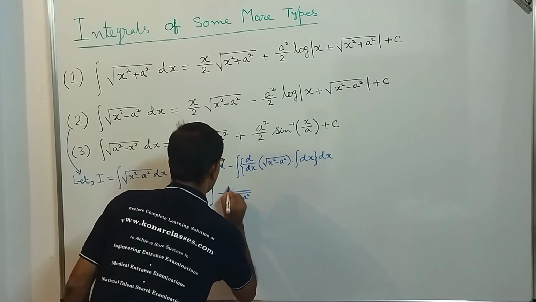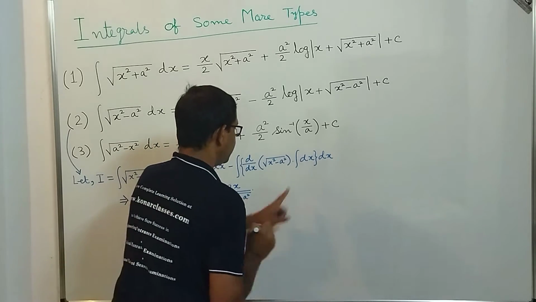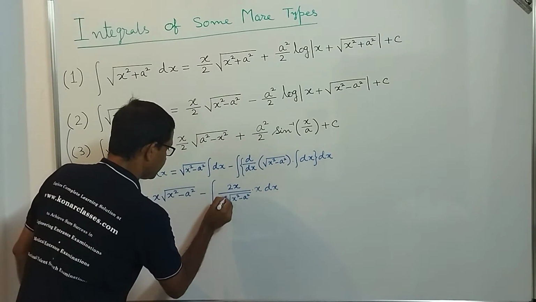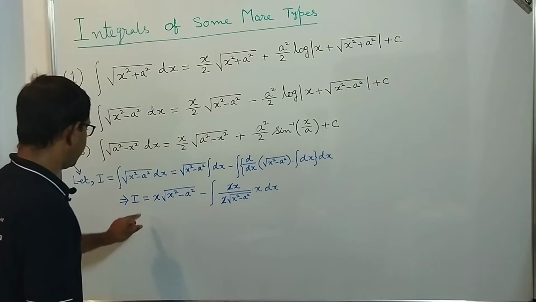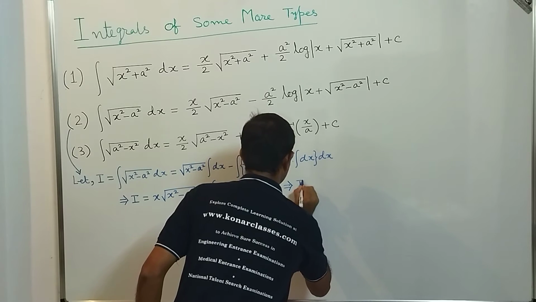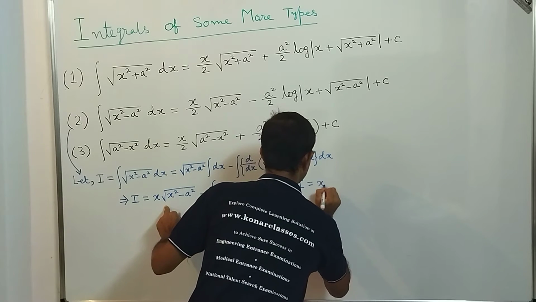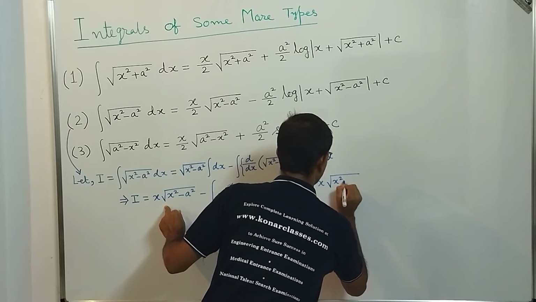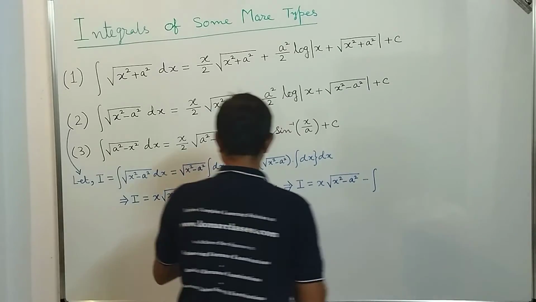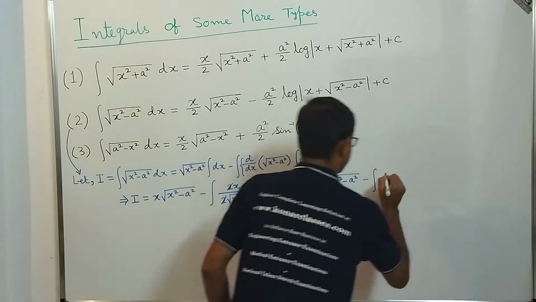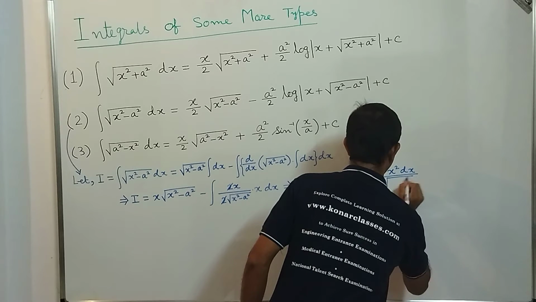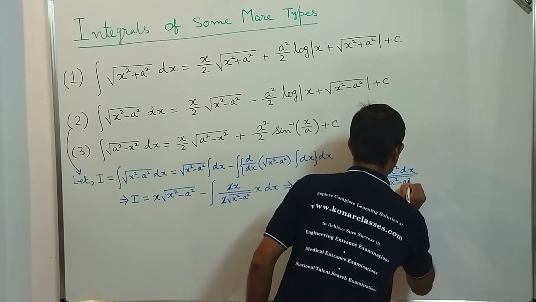so we get 2 into x into integration dx, which is x, complete dx. So now 2 and 2 got cancelled, so we get I is equal to x into square root of x square minus a square minus integration x into x is x square, so x square dx divided by square root of x square minus a square.